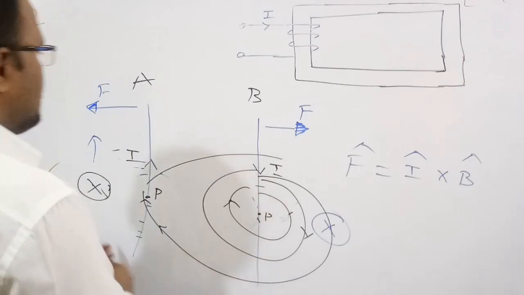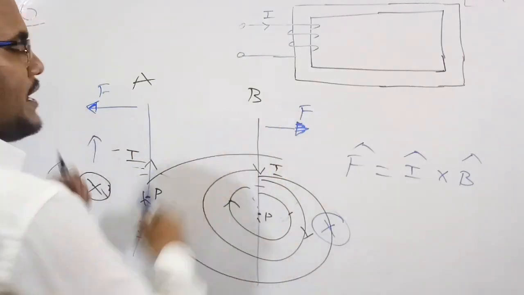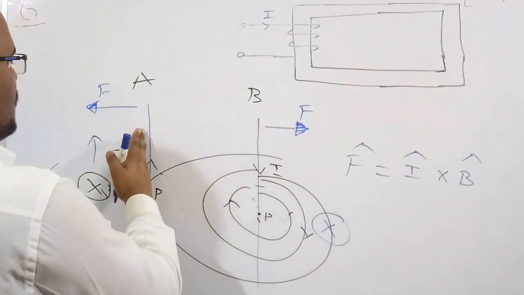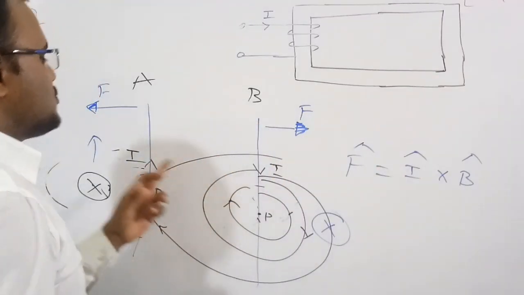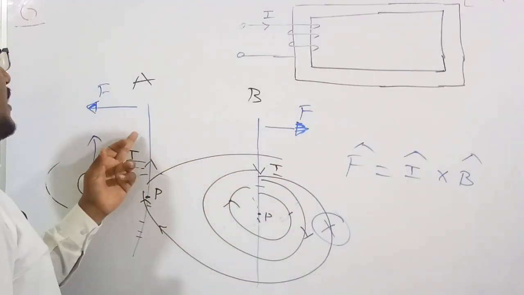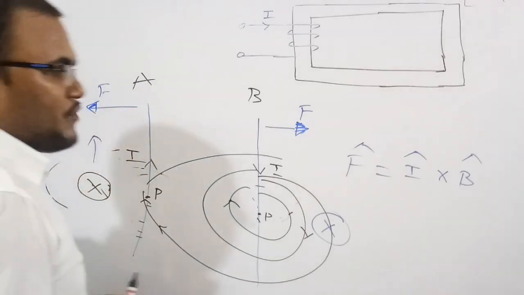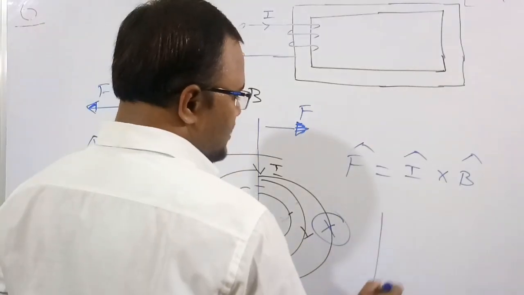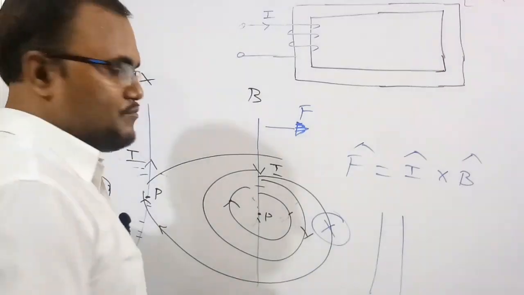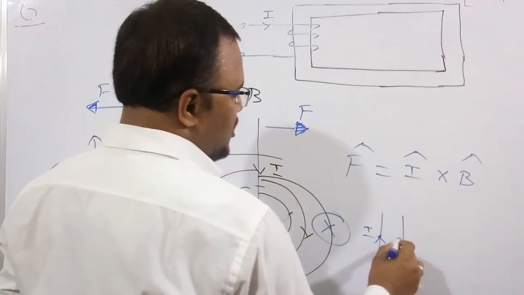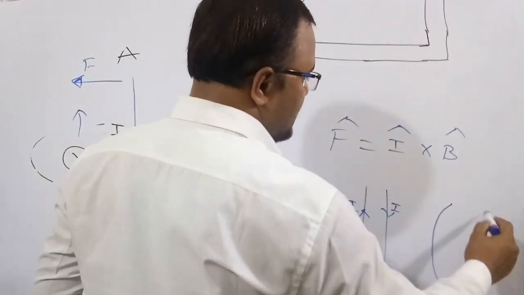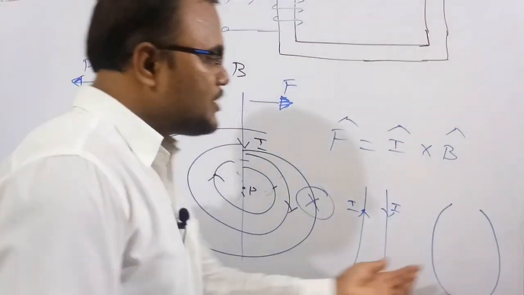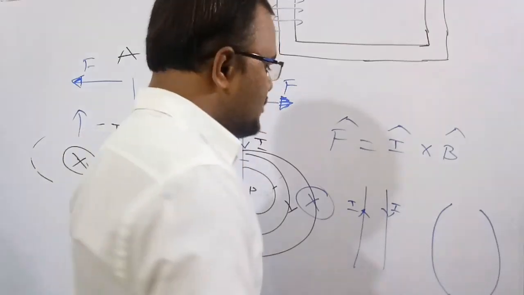So if you see carefully, these two wires are going to repel. This wire is going to exert force on this wire to the right side, and this wire is going to exert force on this wire to the left side. So finally, suppose initially they are nearby, with the same current direction but then opposite. Now finally what will happen is the wires will be like this. They are going to repel.